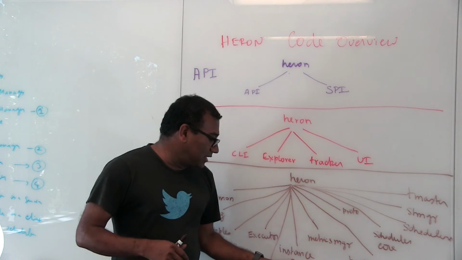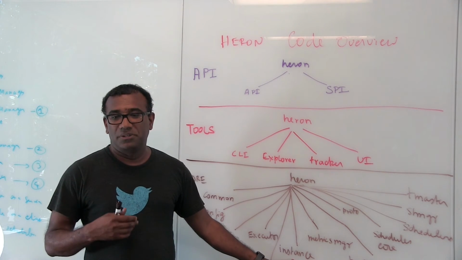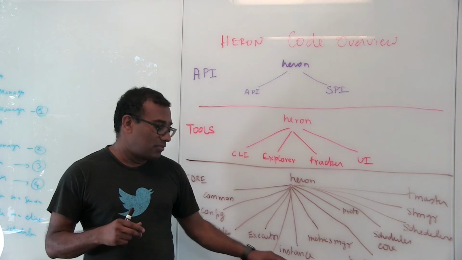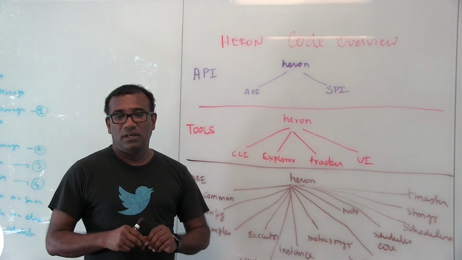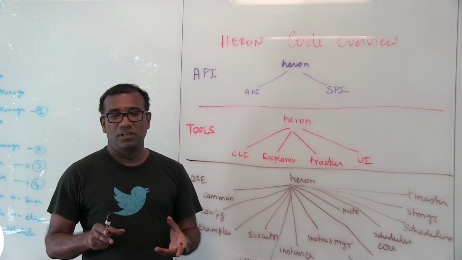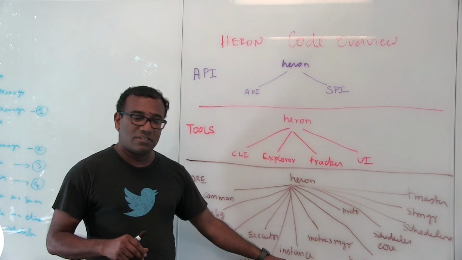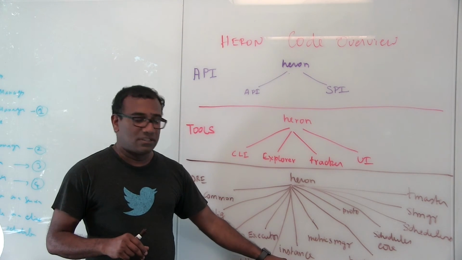And the instance is essentially the core of Heron, where the execution of the topology occurs, when the topology is broken down into individual spout and bolt instances. Those are all run on the Heron instance, and all of the code is under that instance directory itself.